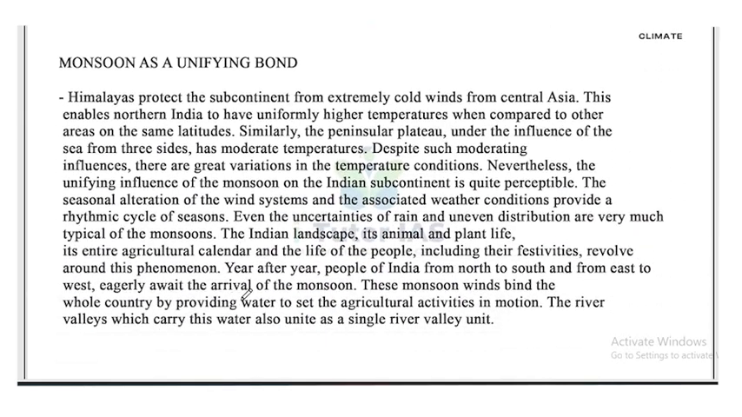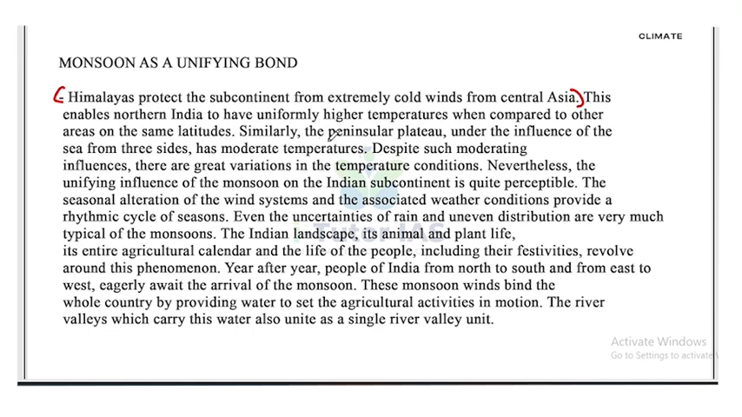Now, monsoon as a unifying bond. Himalayas protect the subcontinent from extremely cold winds from Central Asia. We know the Himalayas protect us from the cold winds from Central Asia. This enables northern India to have uniformly higher temperature when compared to other areas on the same latitudes.